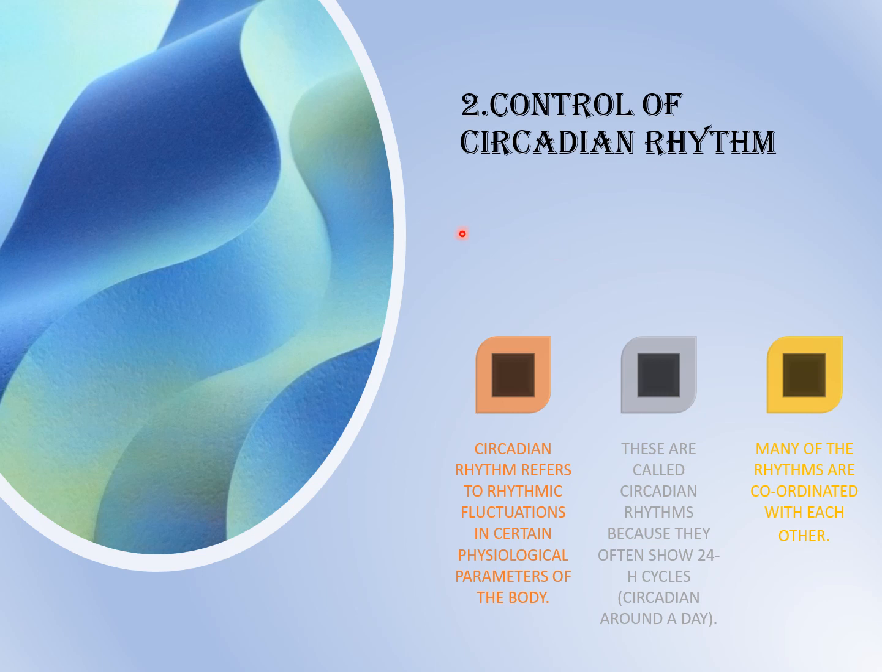Now the second function is control of circadian rhythm. The hypothalamus's first function is the endocrine function, where it controls the function of the anterior pituitary and posterior pituitary. The second one is control of circadian rhythm. Circadian rhythm refers to rhythmic fluctuation in certain physiological parameters of the body. These are called circadian rhythms because they often show 24-hour cycles, around a day, and many of the rhythms are coordinated with each other.